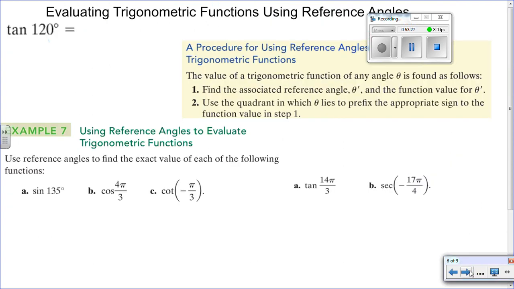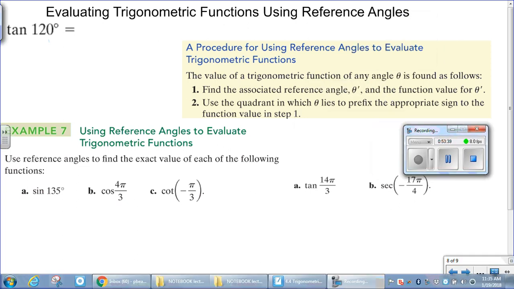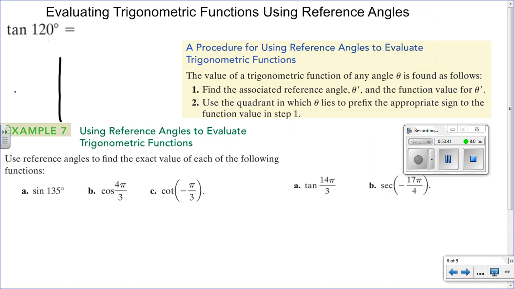Let's hurry up and do this. Okay, so let's do the following. Let's find first the reference angle of tangent of 120, sorry. So 120 is going to be before I get to 180, right? How far before I get to 180?